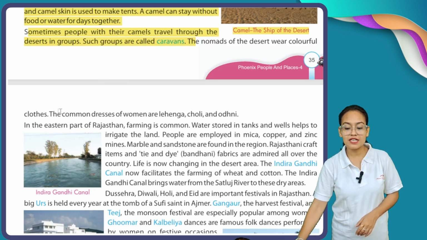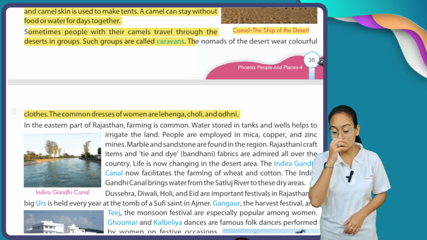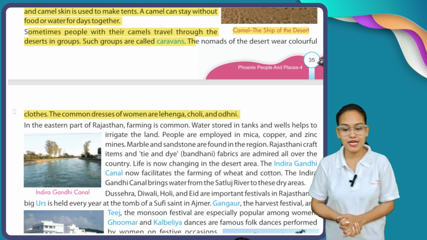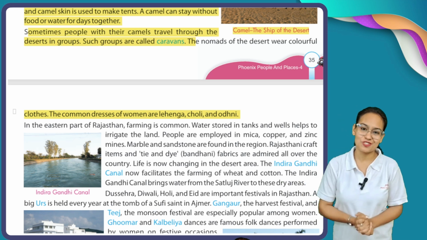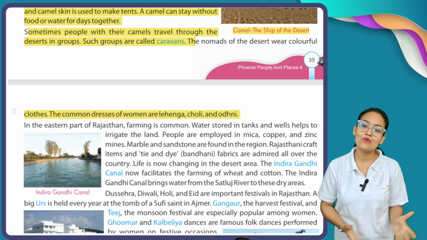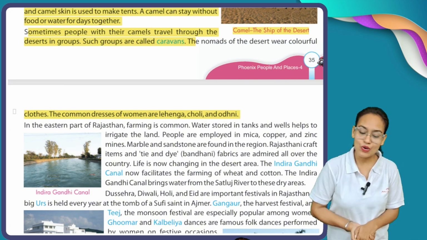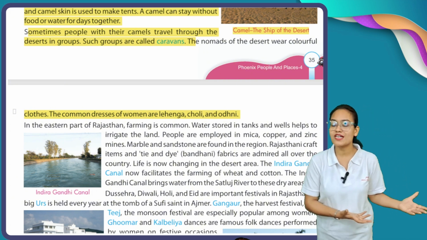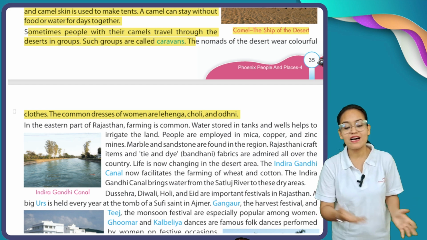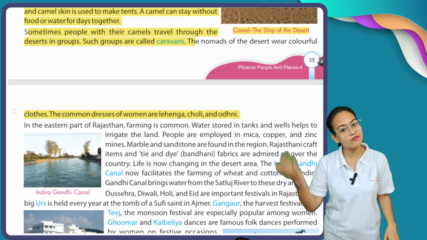The nomads of the desert wear colorful clothes. The common dress of women is lehenga, choli, and odhni. So the Banjaras of the desert areas wear very colorful clothes. That's why Rajasthani people are known for their colorful attire. Now, which is the most common dress which Rajasthani women wear? They wear lehenga, choli with odhni.